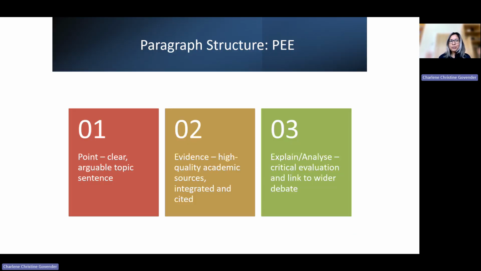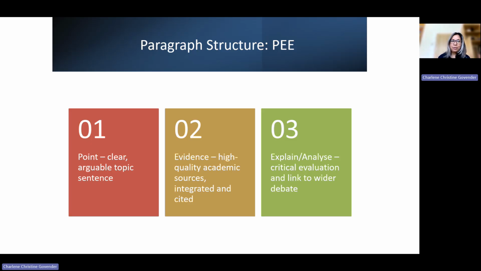Okay, so with your basic paragraph structure, you want to incorporate PEE. This may sound familiar to you because most of you may be using it. If you're not using it, I highly suggest that you start to use it. And what is PEE? PEE is basically the way you are structuring your paragraphs.